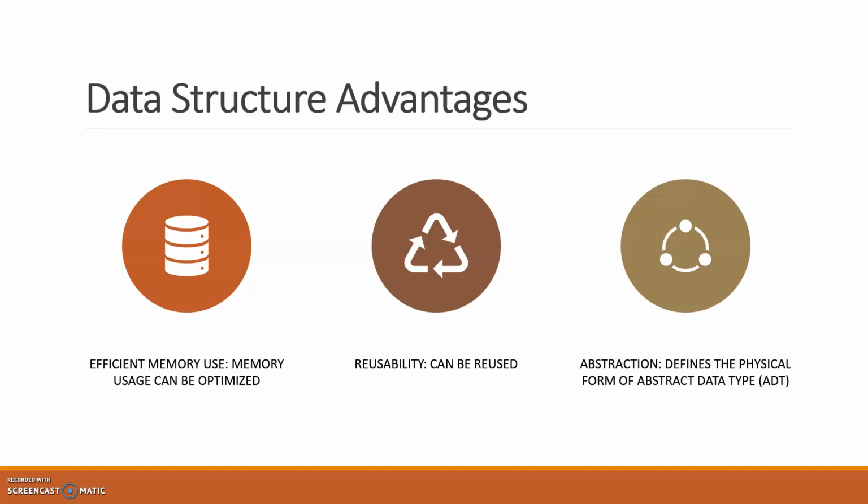The third advantage is abstraction. Data structure serves as the basis of abstract data types. The data structure defines the physical form of abstract data type, and this entity is theoretical and data structure gives physical form to them. And finally, data structures are the basic building block of any programming language and complex computation. We will see all these types of data structure in later videos.